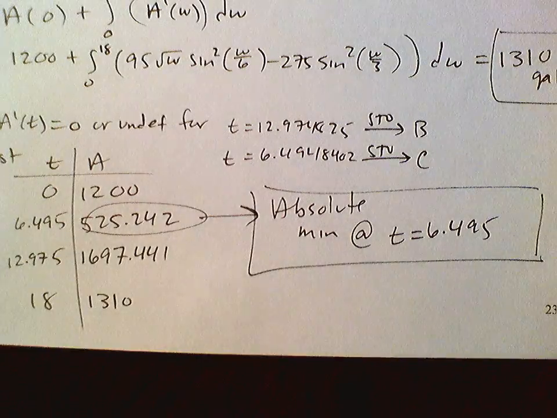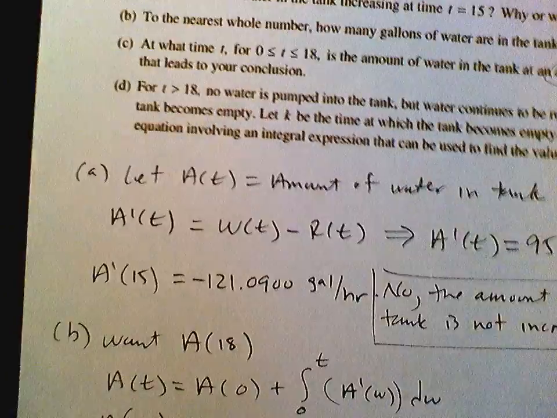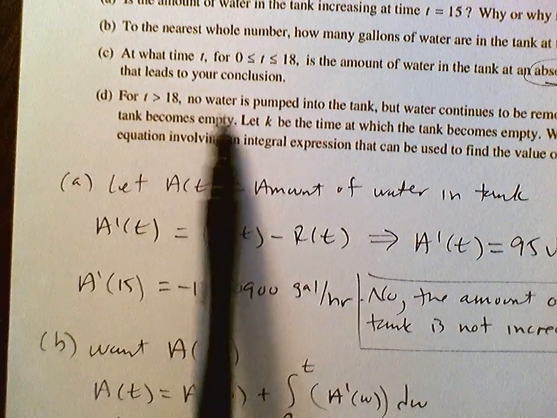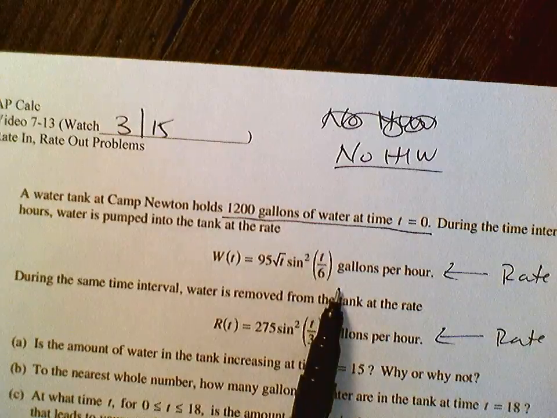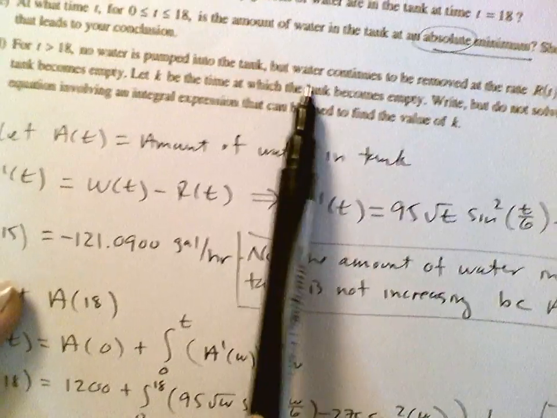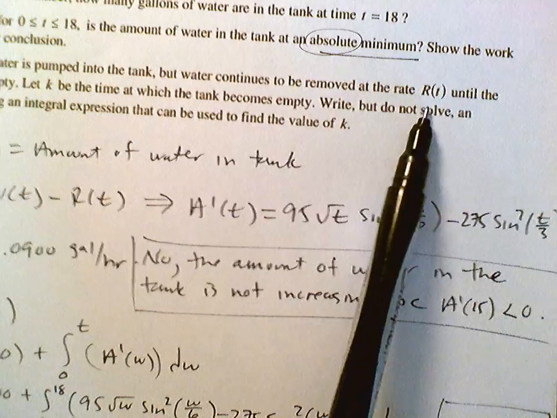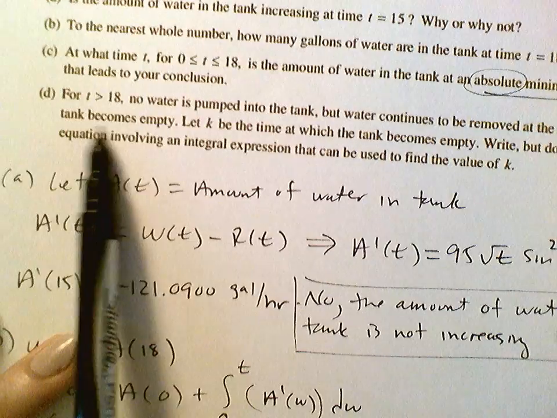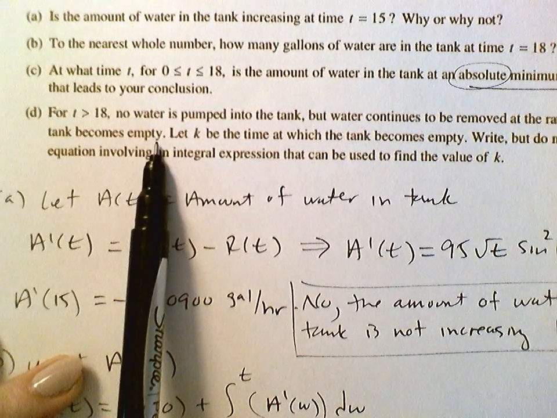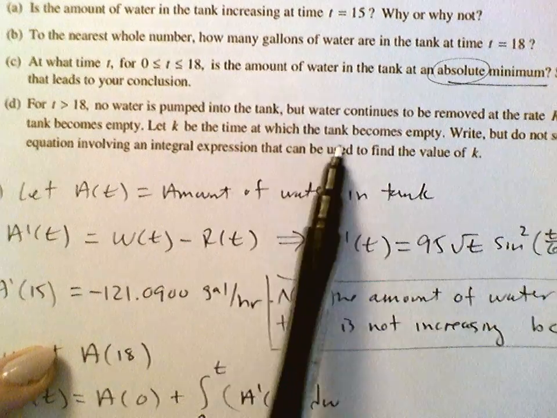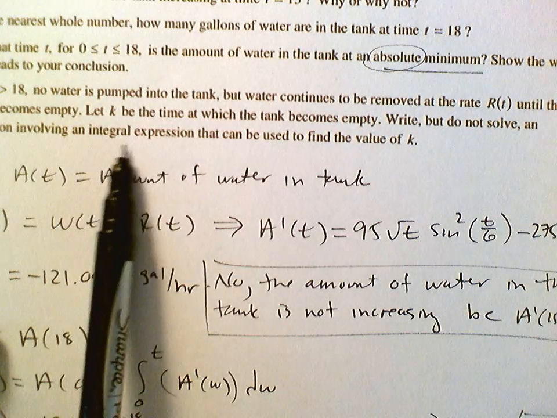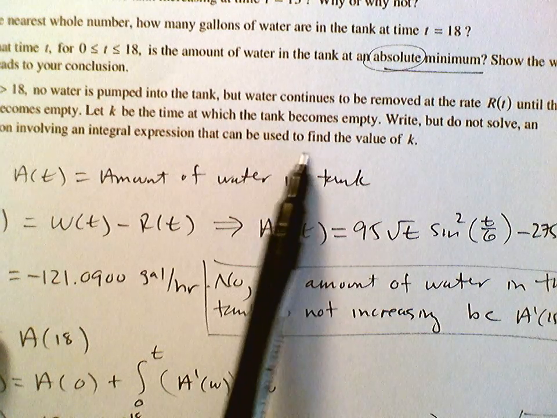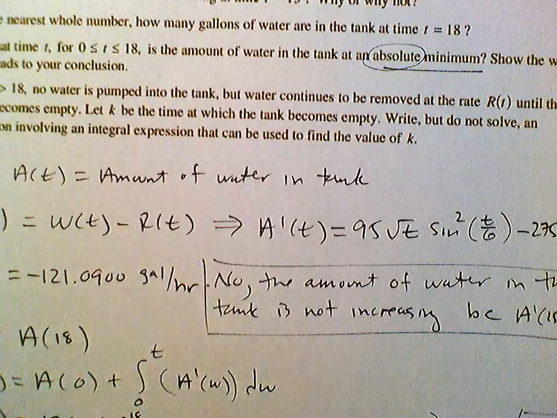So part D. For t greater than 18, no water is being pumped into the tank. So this rate in, we're not using anymore. But water continues to be removed at the rate capital R of t until the tank becomes empty, so until there's 0 gallons left. Let k be the time at which the tank becomes empty. Write, but do not solve, an equation involving an integral expression that can be used to find the value of k.